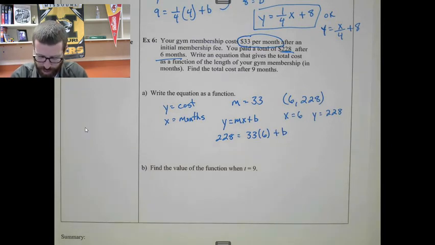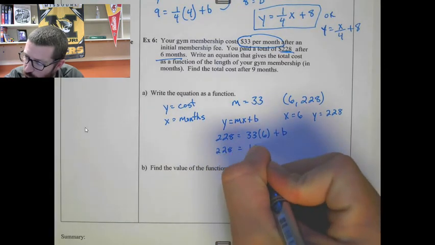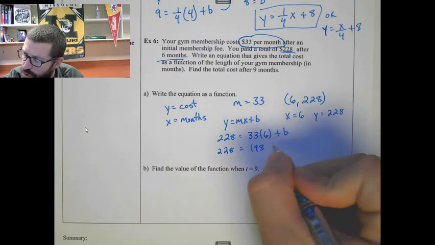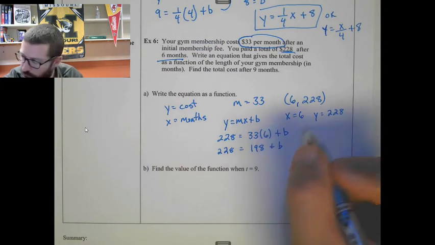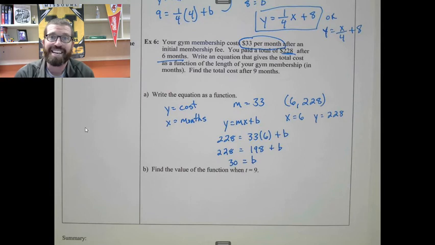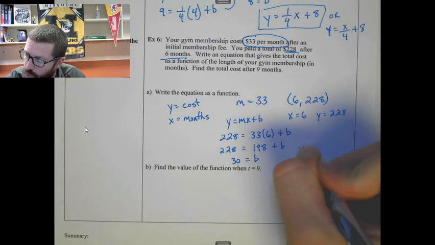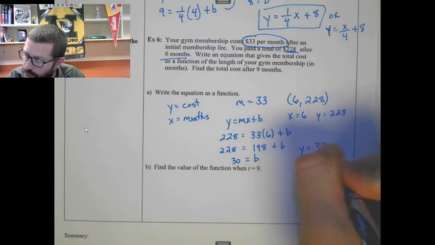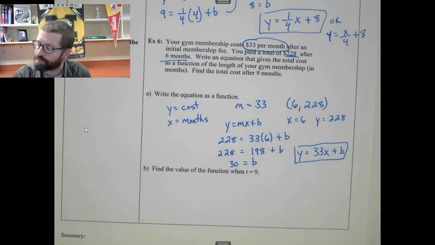Let's see, I could probably do that in my head, but I'm going to use a calculator. 228 is equal to 198 plus b. So that's 30 for b when we subtract 198 from both sides. And so that gives us an equation. Let's write it down here. y equals 33, x stays x, plus b. Now you might use like m and c, and that's okay too for variables.